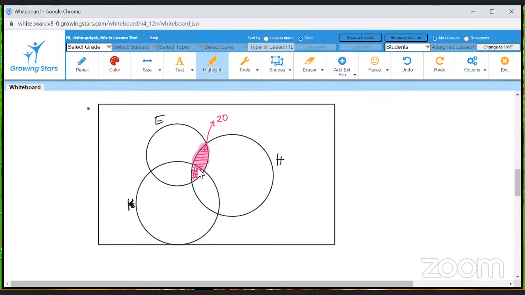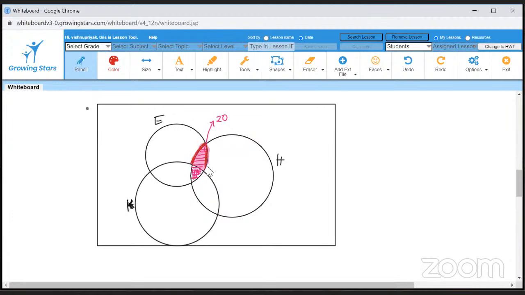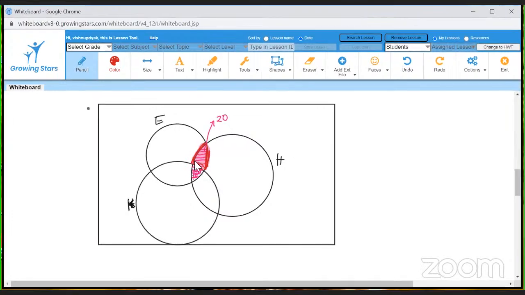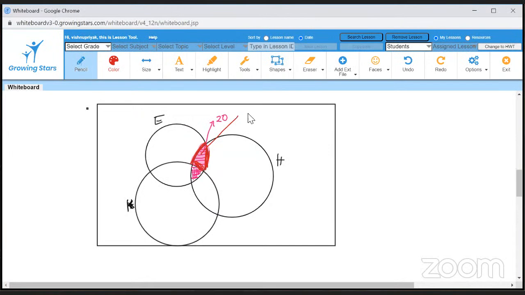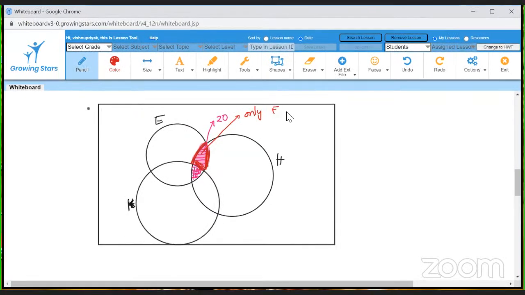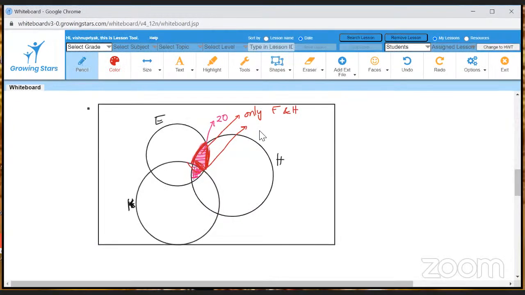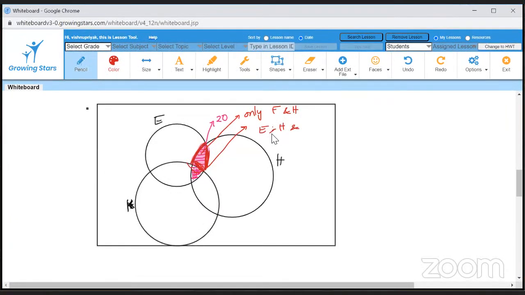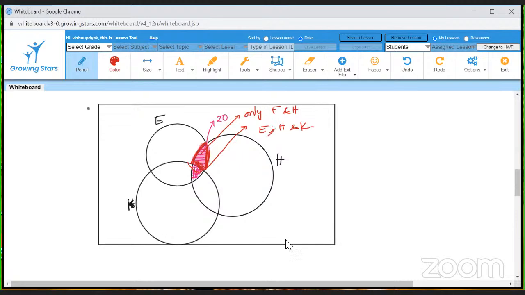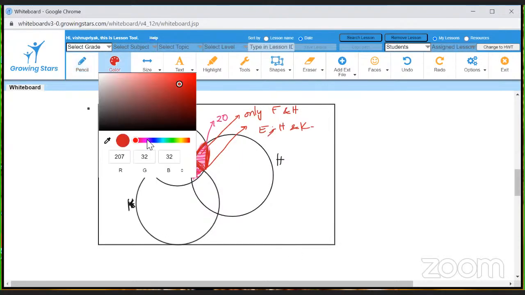Suppose you take this pink region. In the top region here, people speak only English and Hindi. But in the down region, in this region, they speak English, Hindi, and Kannada. 3 languages they speak. Okay. So now we will go to the next one.